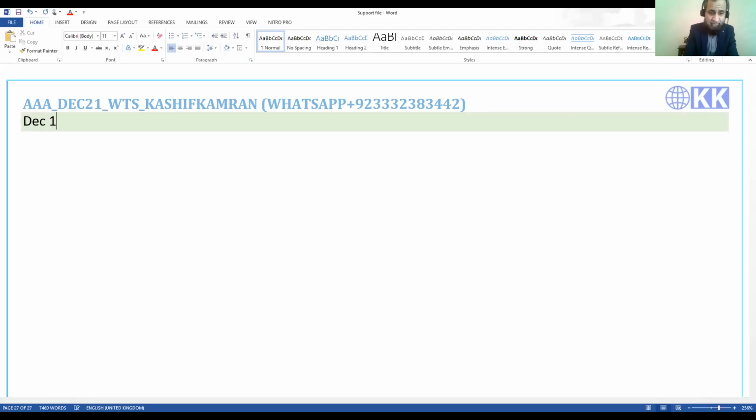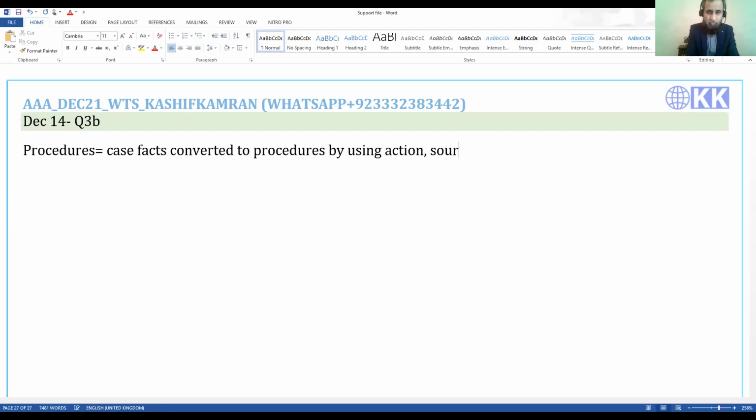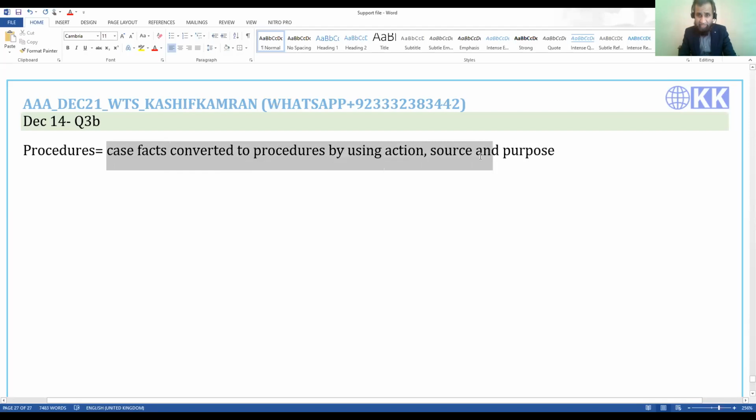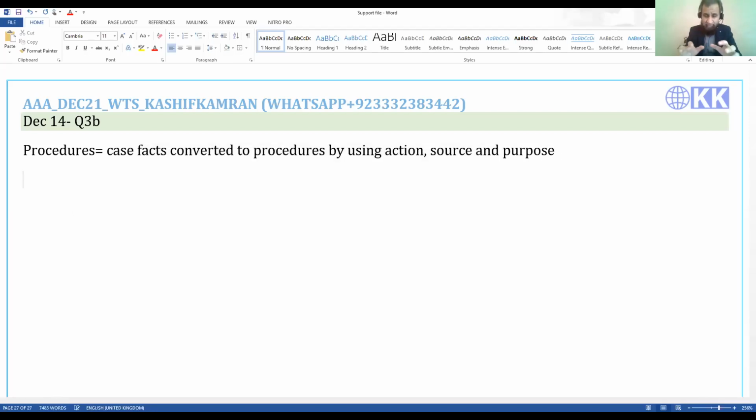Okay, we're looking at the December 14 paper, the question number 3B. And in terms of this question, we just need to focus on writing the procedures. And again, a reaffirmation that when you're making a procedure, procedures equal case facts converted to procedures by using action, by using source and purpose. Will you all remember this? So whenever you are making a procedure in the AAA paper, anywhere, case facts converted to procedures by using action, source, and purpose.